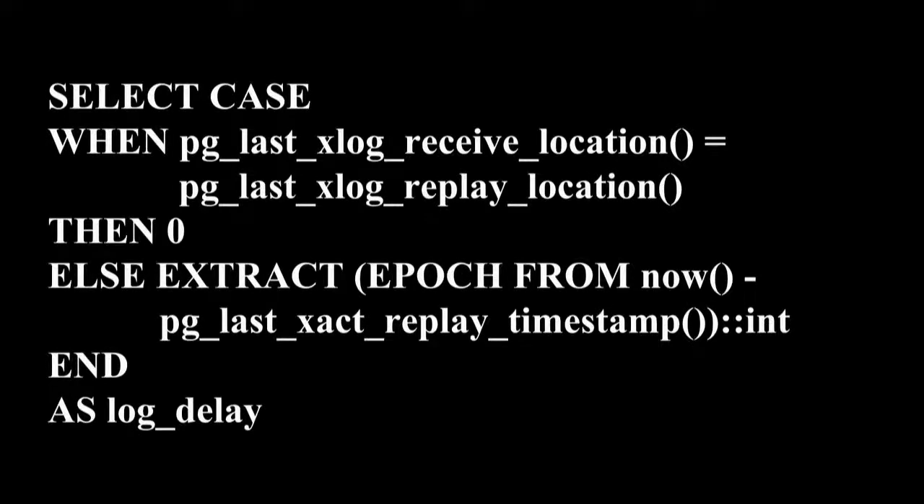Time lag versus byte lag. Let's talk about time measurement first, because while they represent two different types of problems, they're very closely related, and one might not give you the answer that you're looking for. So to monitor time lag, you first have the case where your slave is absolutely up to date with your master. So if the receive location on the master is the same as the slave reported replay location, you're good. Everything's there, nothing's wrong, report 0, no lag. Otherwise, you're going to go to your slave and ask for the last transaction replay timestamp, which is the timestamp that transaction occurred on the master, and how long ago was that?